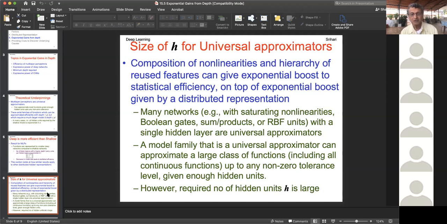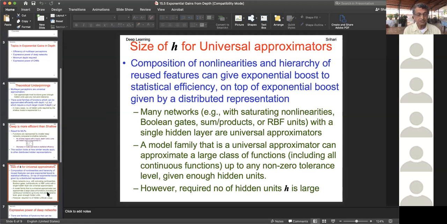So if you have complicated models, these were actually theoretical results shown for more complicated functions. Many networks with nonlinearities, Boolean gates, sums of products or radial basis functions with a single hidden layer are universal approximators. Okay, those networks can get you any function you want. A model that's a universal approximator can approximate a large class of functions up to any non-zero tolerance given enough hidden units. If you give enough hidden units, they can give you the function to whatever accuracy you want. However, the required number of units is large.